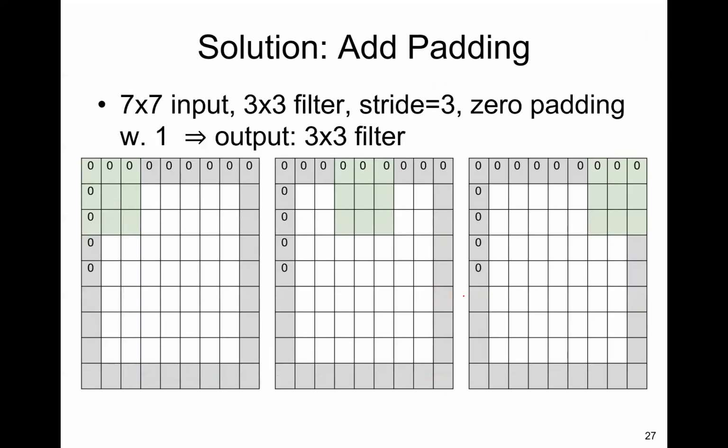So the solution is to add padding, 0 padding. If you have a 7x7 input, 3x3 filter, stride 3, you add a padding around the 7x7 input to make it 9x9. And then it works now. You have 3 possible positions at the top and 3 along the vertical direction. So the output is 3x3.